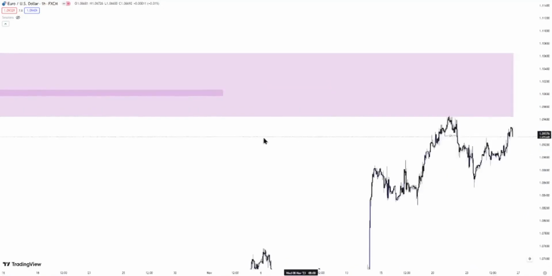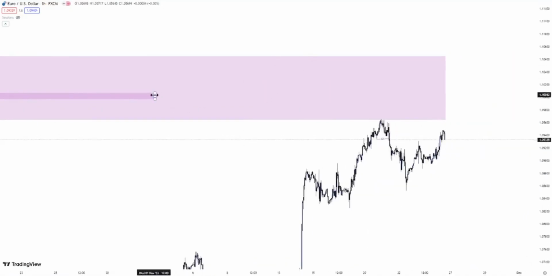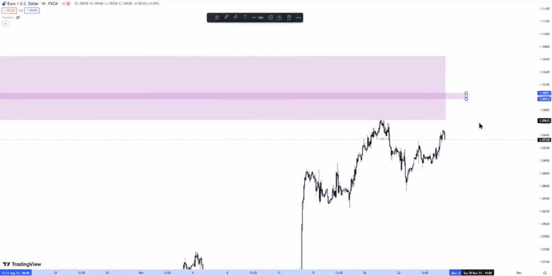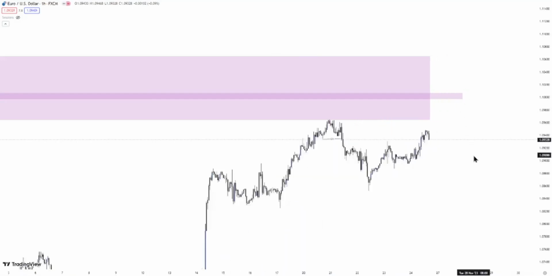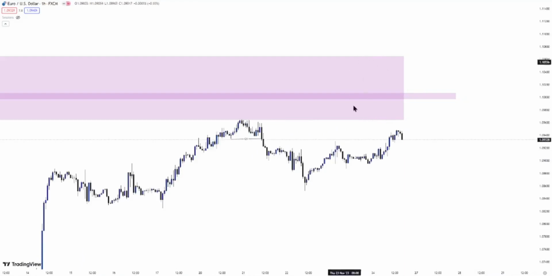Let's drag it out first and see what is happening here. Okay, so this is your refinement. All right, but nevertheless, this is your refinement of the daily DOB. Now, what price has tapped into this daily DOB? This is our entire daily DOB. All right, and as you can see, it's too large.